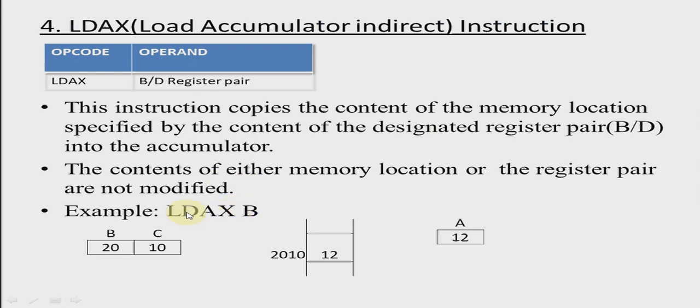Let's take an example, LDAX B. What we intend to do here is load our accumulator with the content present at the memory location specified by this pair. B stands for the BC pair here. Suppose my B contains 20 and C contains 10. So the BC pair location will become 2010. Let's take 2010 as having 12 here. So my accumulator will be loaded with the content present at 2010. After the execution, if I check my register A, I will find 12 there.